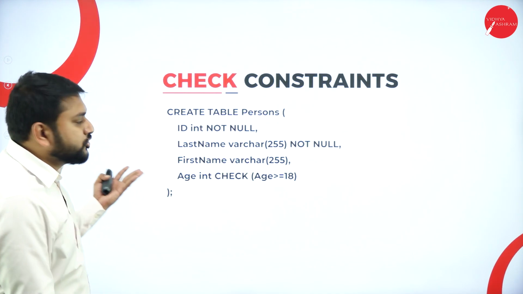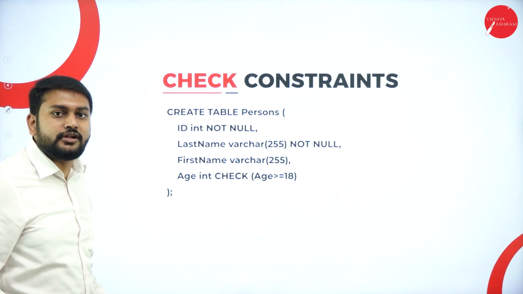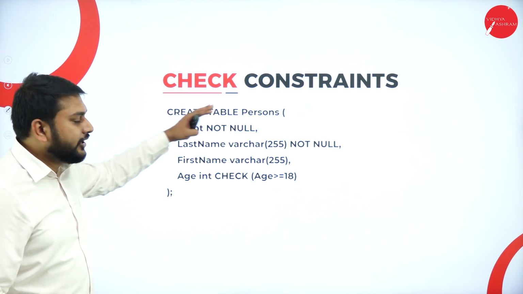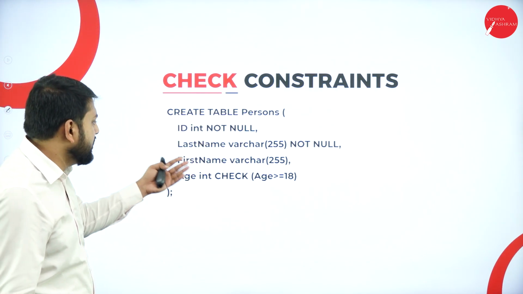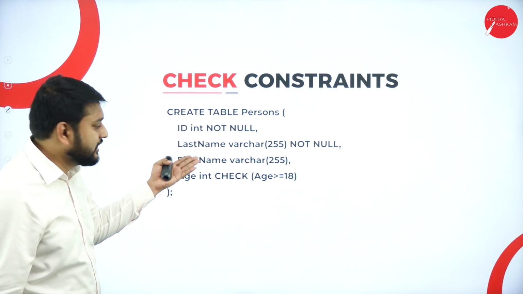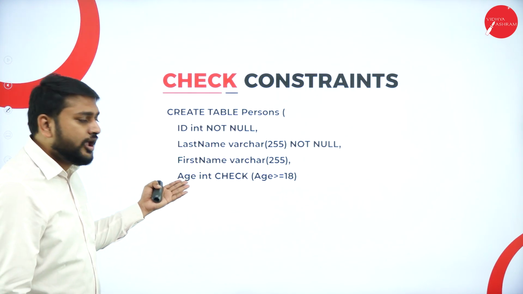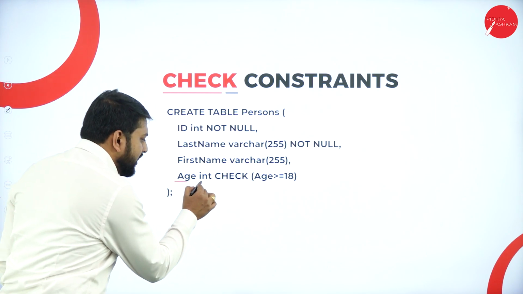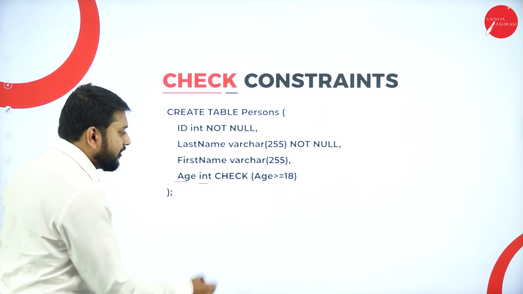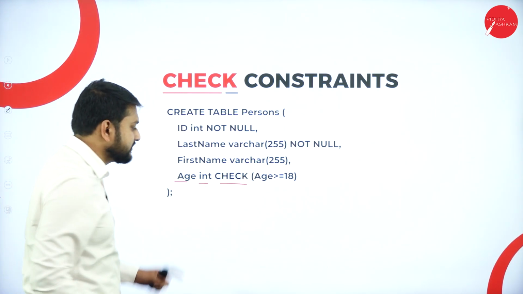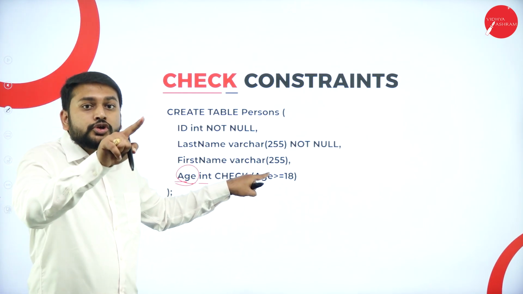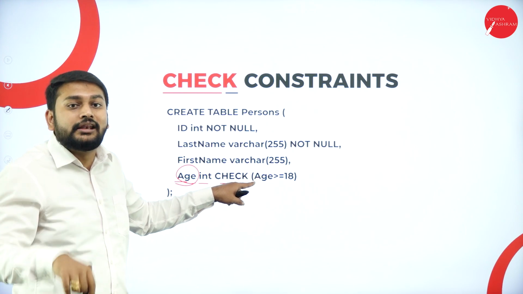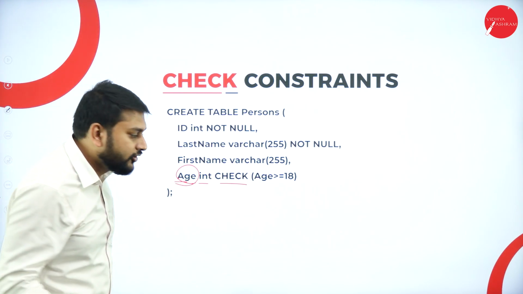Moving forward to the next one, check constraint. What is this check constraint? So guys, I'm creating the table as usual, and I have the first column as ID, and the second column as last name, and third column as first name, and fourth column is age. Data type is int, then followed by I have given check within the parenthesis age, and I have mentioned the column name should be greater than or equal to 18. I'm just checking.